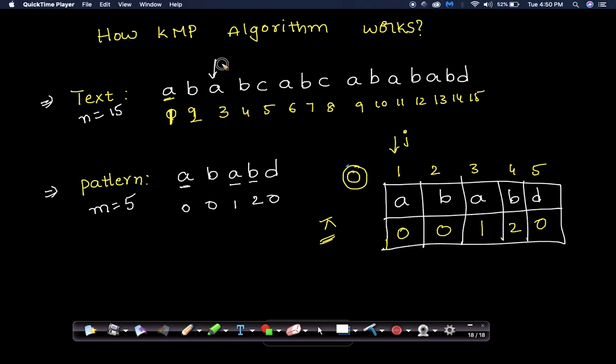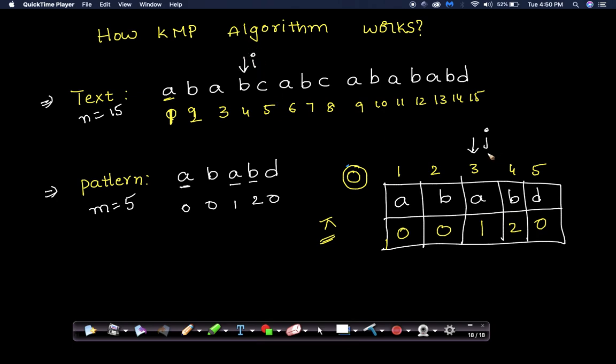Right now my i is pointing to the third index and j is pointing to the second index. Again I will repeat the same step. Then how will we compare? That is the ith value, that is a, and the j plus 1 index value, that is a. Yes, it's a match. Then we have to increment i and j by one pointer ahead. My j is pointing to the third index, and similarly my i is pointing to the fourth index.